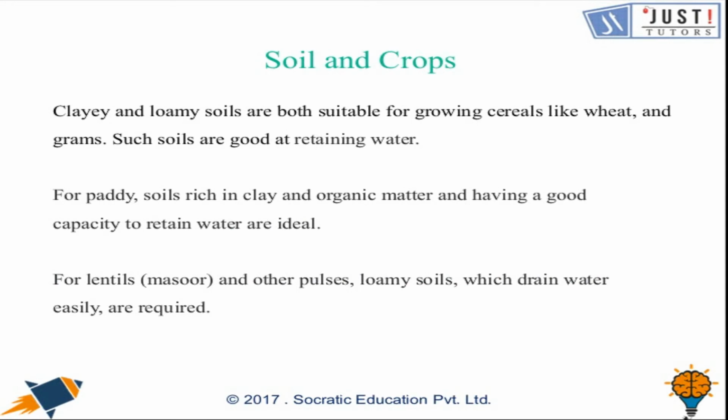Talking about soil and crops, the components of soil and climatic conditions determine which kind of crop can be grown in a region. Soil profile and structure is affected by environmental factors like rainfall, wind, temperature, humidity, and light. You can see examples of what kind of crops are grown in different kinds of soil right here for paddy and lentils. Similarly, you can think about cotton as well.